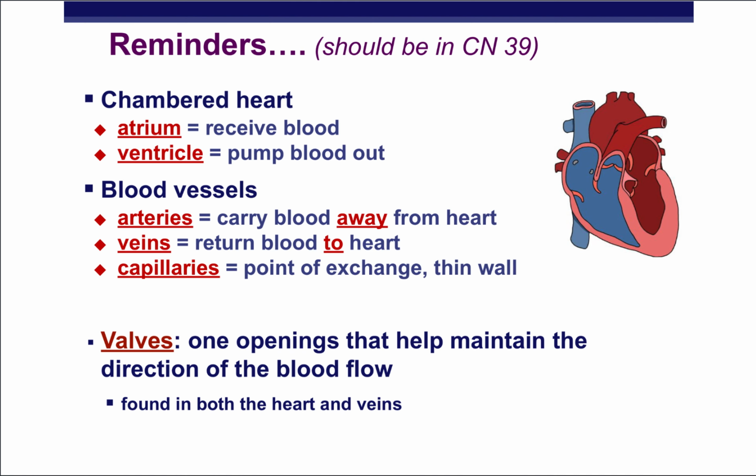Okay, so anyways, just a reminder, and you don't really need to write this down unless you forgot, but in CN39, I'm going to talk about atriums and ventricles quite a bit. Atriums are parts of your heart that receive blood, and ventricles are the motors. So this is the machine of the heart.